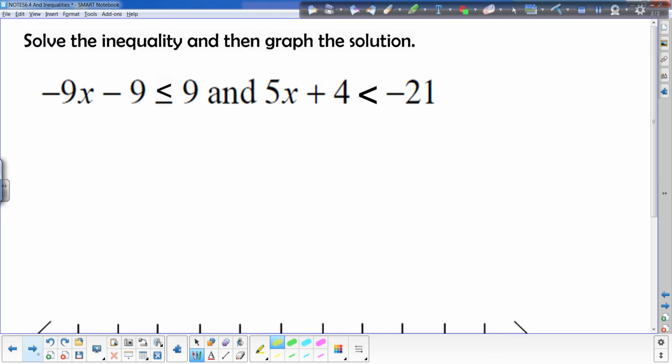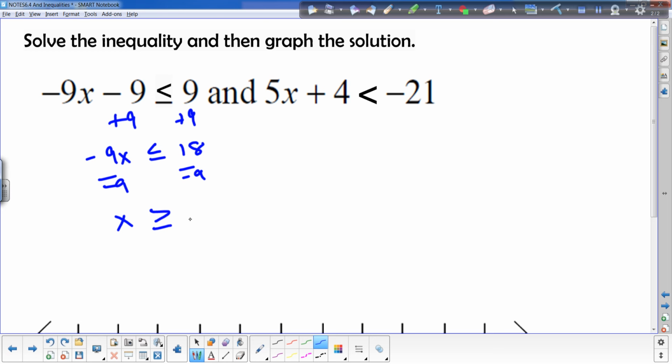One more. Okay, this one's already separated for us. Solve the inequality and then graph the solution. So we're going to do this one. We're going to add 9 to both sides. Negative 9x is less than or equal to 18. Divide by negative 9. Because I divided by a negative, what do I have to do? Flip the sign.